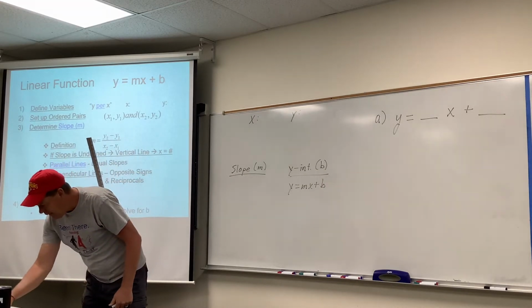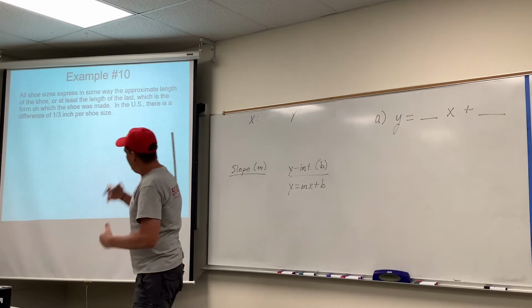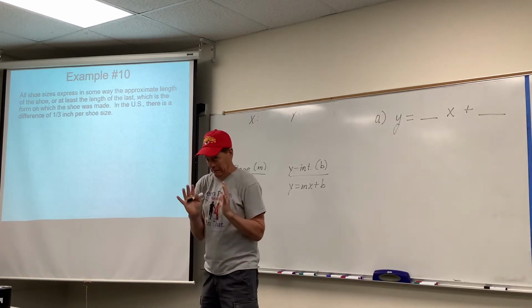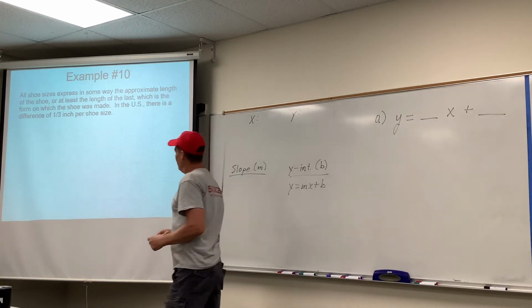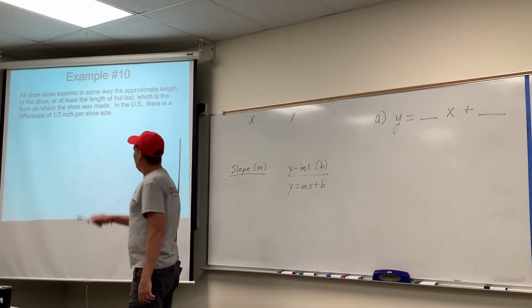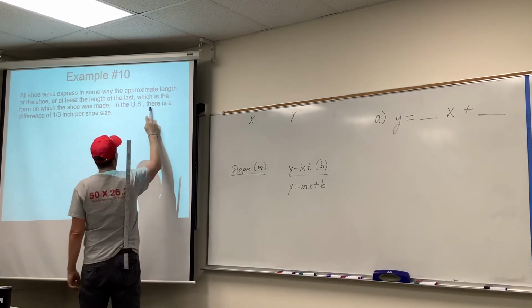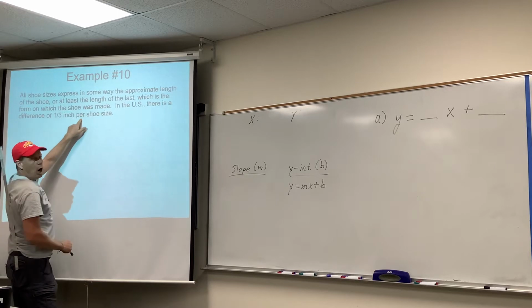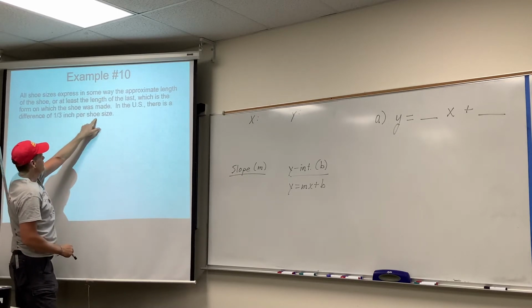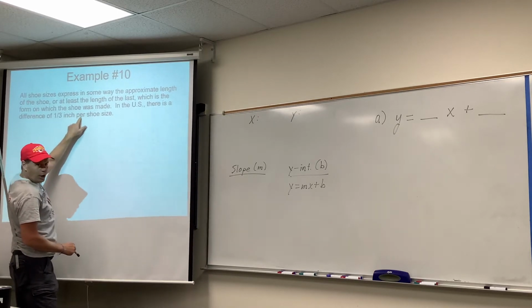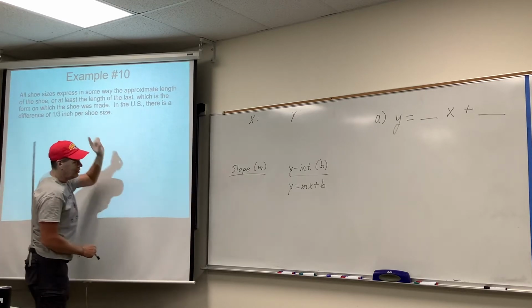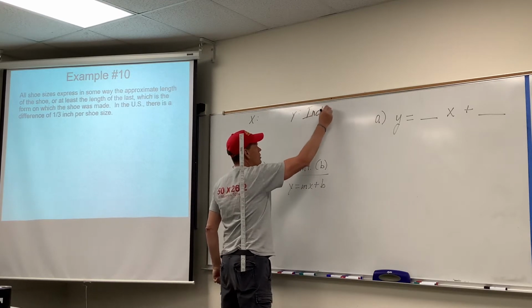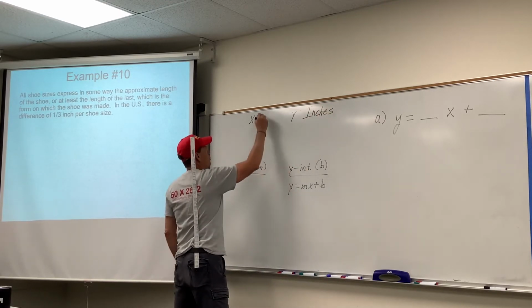So I'm standing there in the library reading this passage, which I have to admit I took from a book and didn't cite the source. Sorry. But right here, this caught my attention. It says, in the U.S., there is a difference of 1/3 inch per shoe size. Y per x. Inches per shoe size. So y would be the number of inches, and x would be the shoe size.